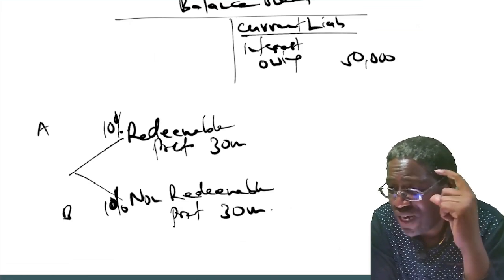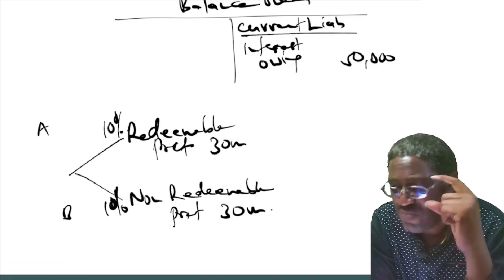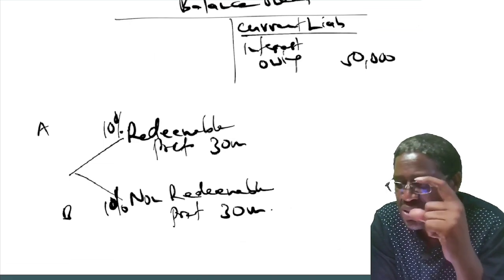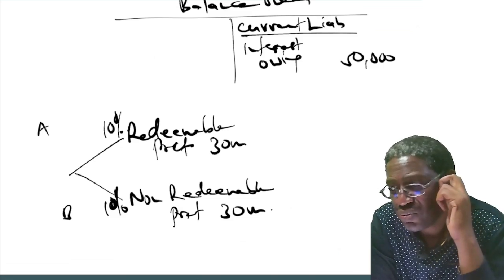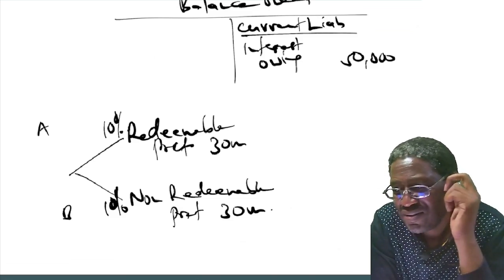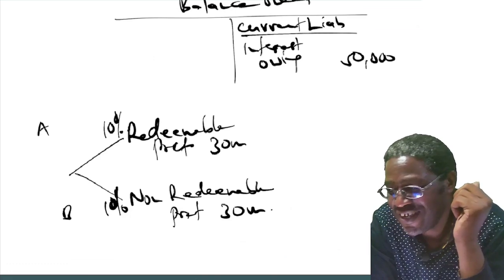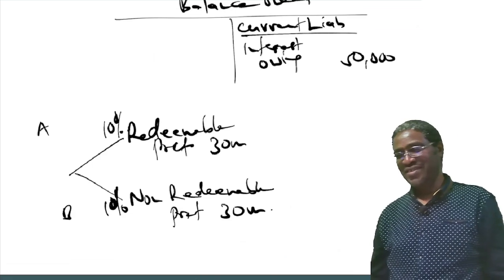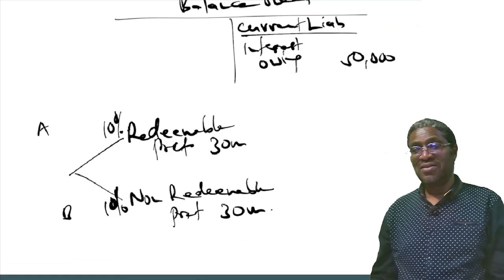When you are preparing the balance sheet of company A and the balance sheet of company B, will you put the 30 million in the same place? Joan says no. Thank you, Mutua. Now let me explain. I think today people are getting the points.